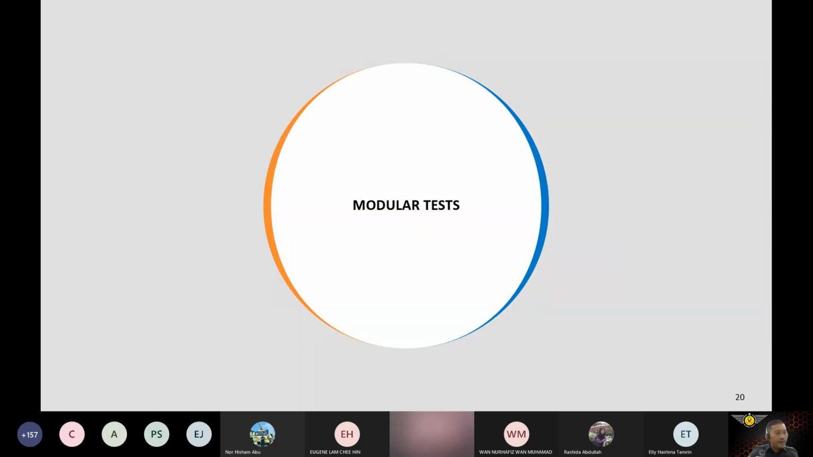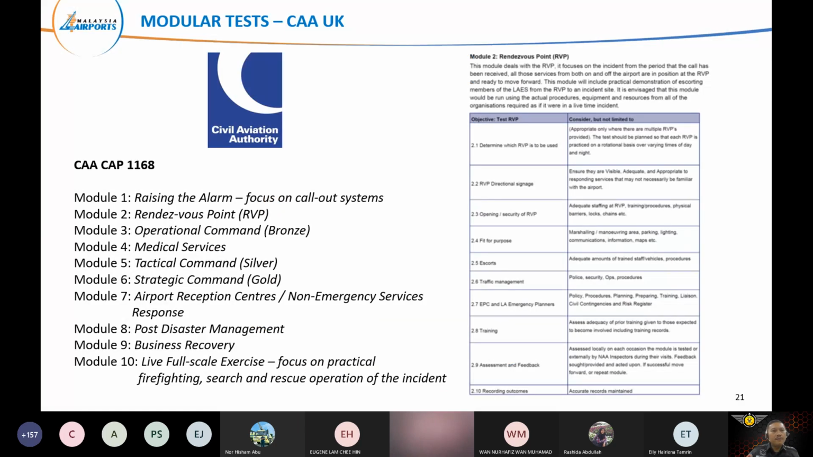Modular test, even though it's not implemented in Malaysia, but I share what I got as examples from other countries. For example, in the UK, they conduct this modular test. They have 10 modules, including the last module, which is a live full-scale exercise. So every module has a specific objective. But at the end, as mentioned in ICAO Annex 14, we need to conclude the modular test by conducting a live full-scale exercise.